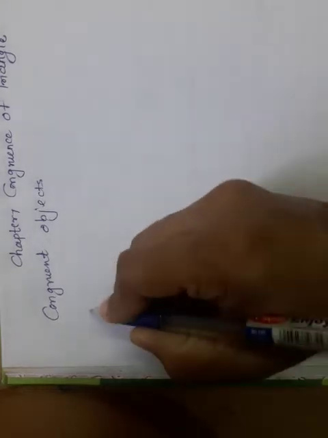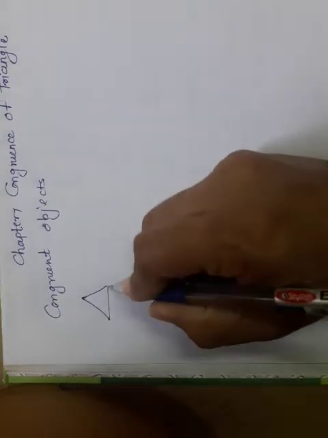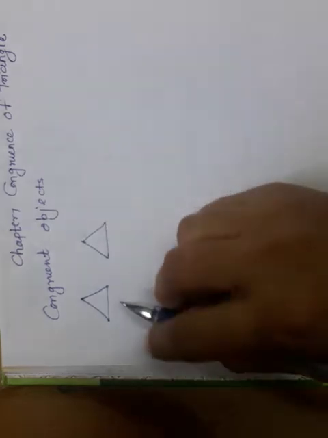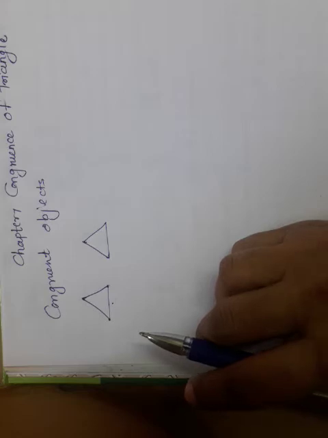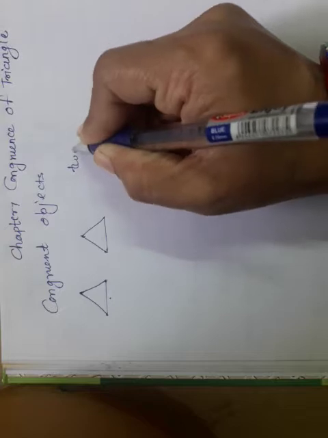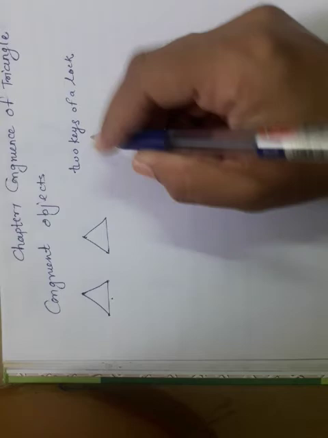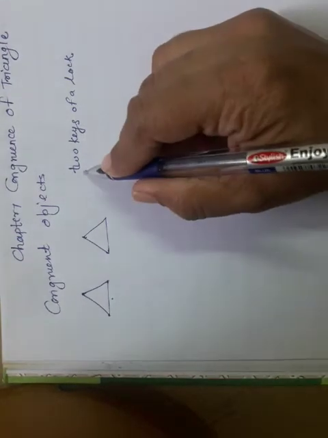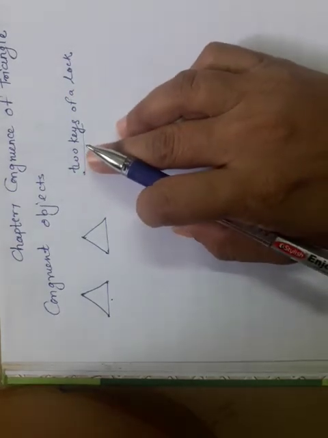Suppose this is a triangle, and this is also a second triangle, and they are exactly the same shape and sides. Now for example, two keys of a lock. Suppose one lock has two keys, and these two keys are the same. Two keys have the same shape and size.